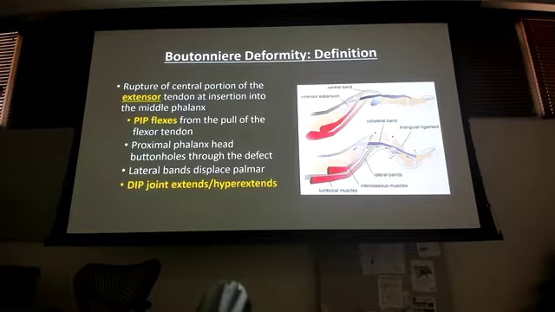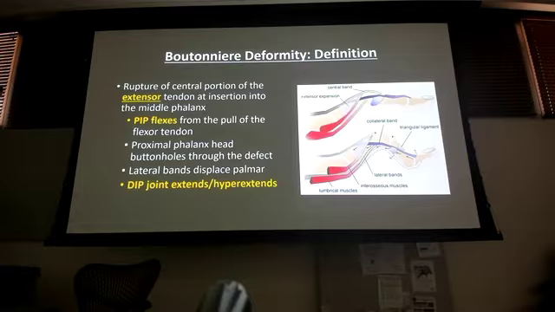So that's a rupture of the central portion of the extensor tendon at the insertion into the middle phalanx. The middle phalanx is going to be important because it highlights why, if there's a rupture there, you're going to see the deformity you see. When you have a rupture of the central portion of the extensor tendon, the PIP will flex from the pull of the flexor tendon, right? Because the central band is disrupted, but the flexor tendon is still intact, right?